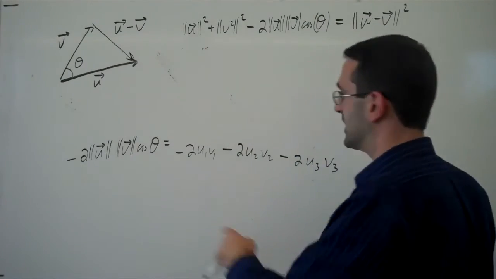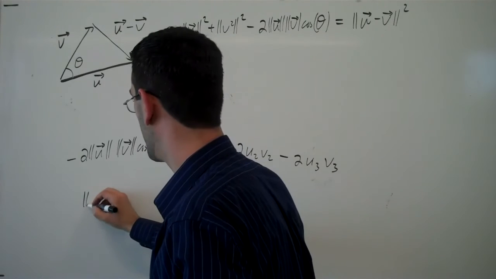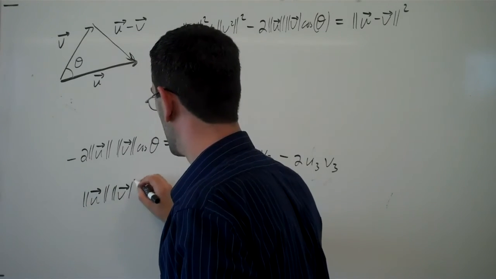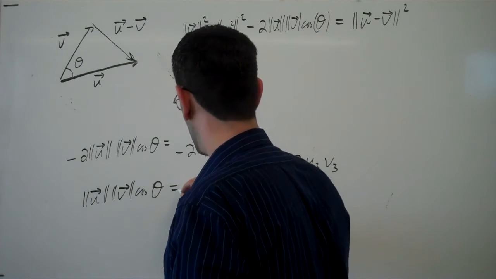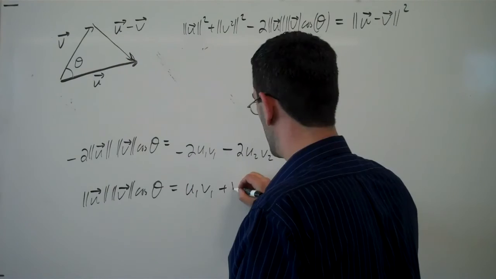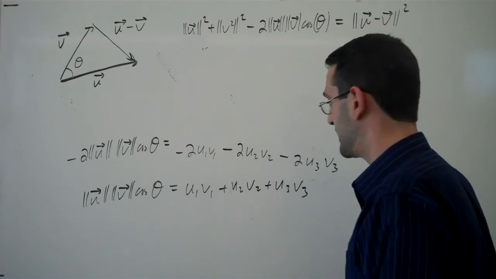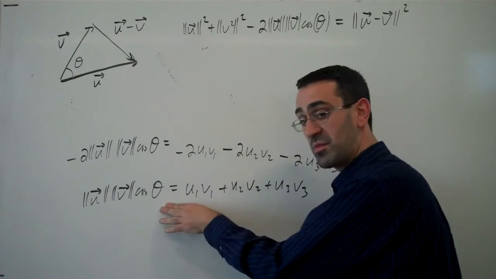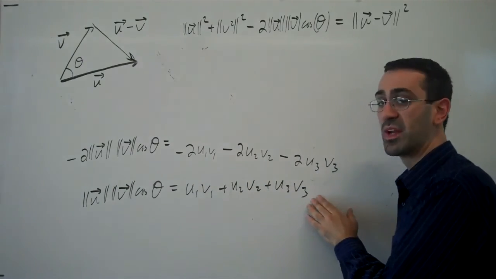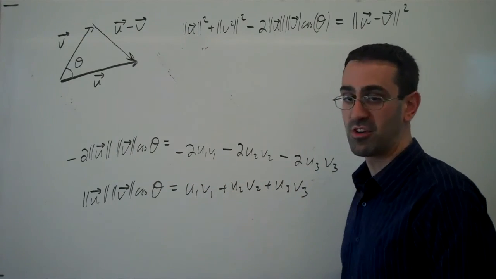So, now we can divide by negative 2, and we'll be left with magnitude of u, magnitude of v, cosine theta equals u1 v1 plus u2 v2 plus u3 v3. And you'll notice that on the left side we have the geometric form of the dot product. On the right side we have the component form of the dot product, showing that those two forms are in fact equal.